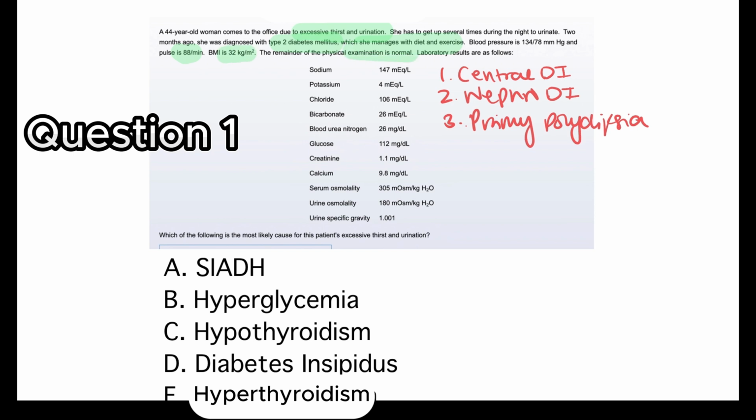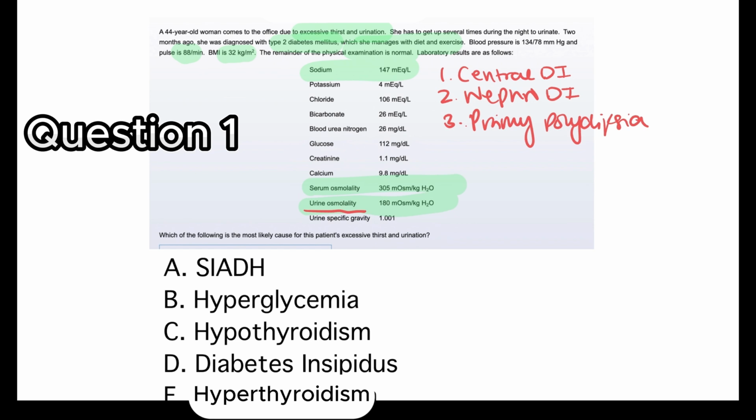Okay. Laboratory results are as follows. So we're looking at the sodium. We can look at that. We also can look at the serum osmolality and the urine osmolality. But because we're learning about polyuria and polydipsia, our main concern is urine osmolality.